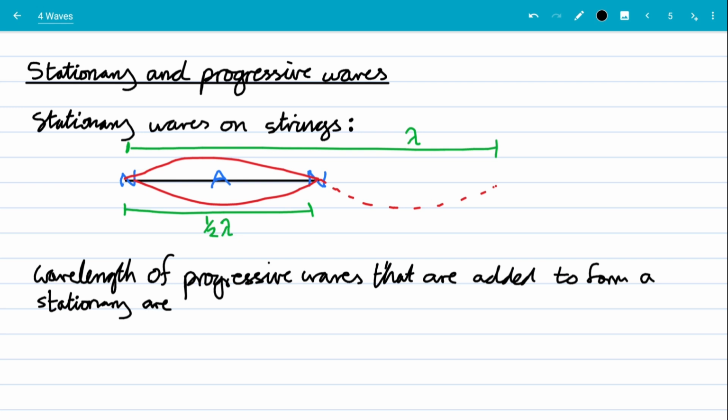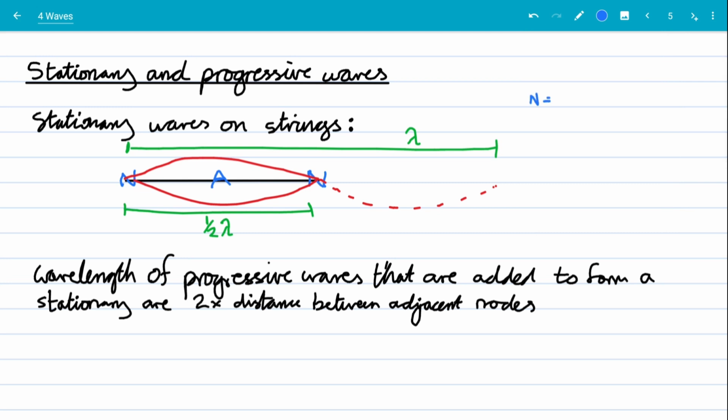are twice the distance, so 2 times the distance between adjacent nodes. And we defined nodes last time, but just for completeness, let's put the definition of nodes and antinodes on this particular slide as well.